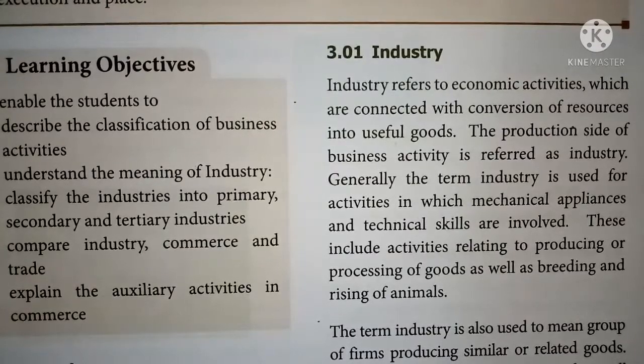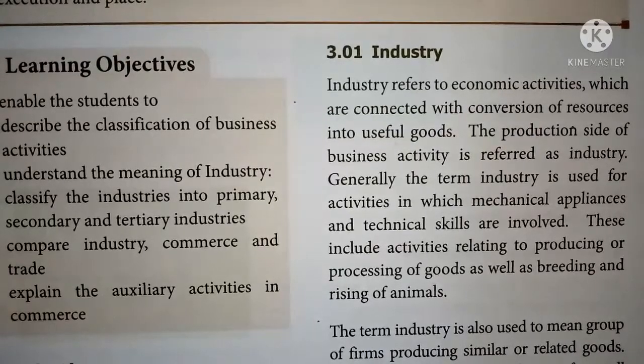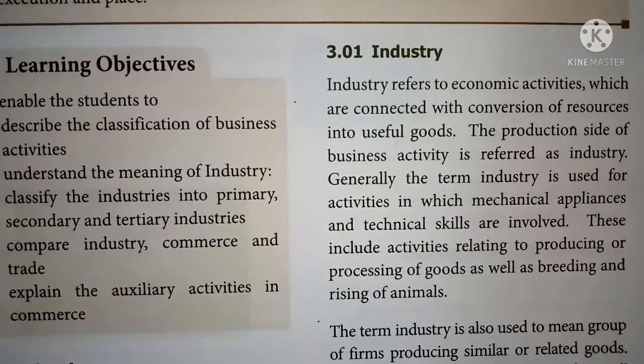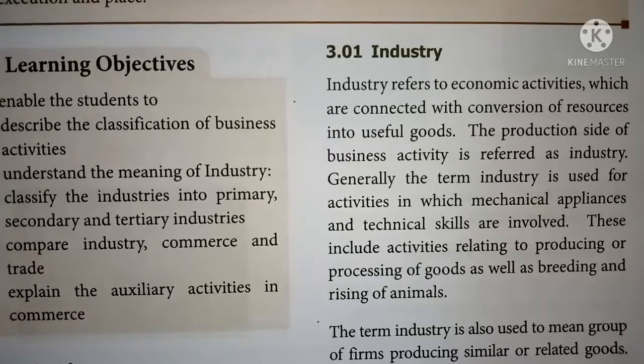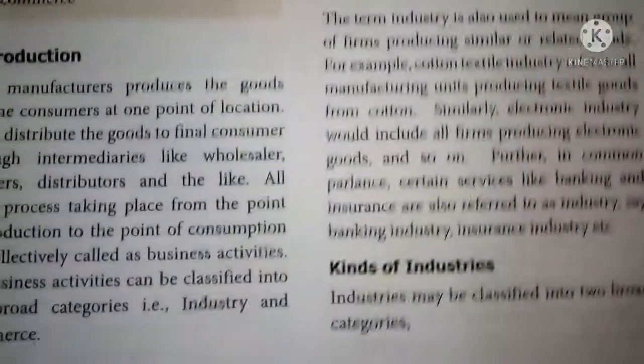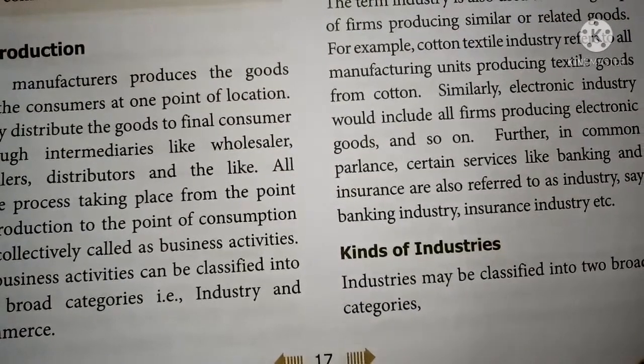In industry, mechanical skill, technical skill and some appliances are involved in order to convert the raw materials into a useful product. These include activities related to producing or processing of goods as well as breeding and raising of animals. The term industry is also used to mean a group of firms producing similar or related goods. There are various kinds of industries. Industries may be classified into two broad categories.